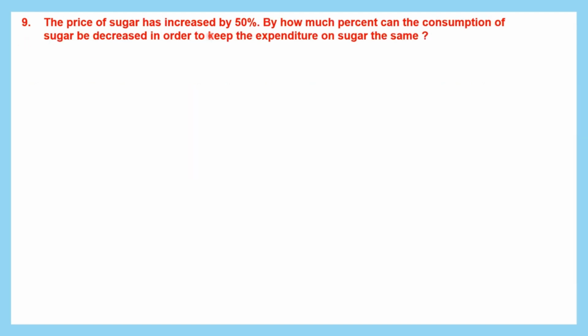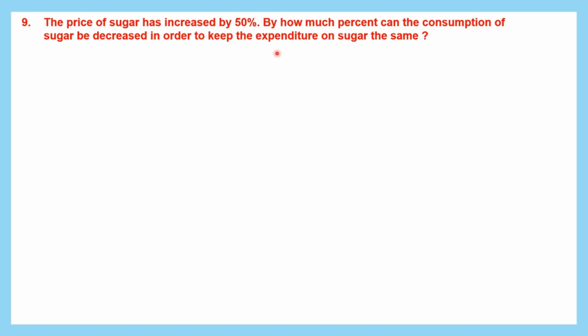The price of sugar has increased by 50%. By how much percent can the consumption of sugar be decreased in order to keep the expenditure on sugar the same? That means the family that is using this sugar, now they have to reduce their consumption. That means how much of sugar they are using, they have to reduce it so that the expenditure remains the same because the price of the sugar has increased. So they want to keep that expenditure the same, so they have to reduce the consumption.